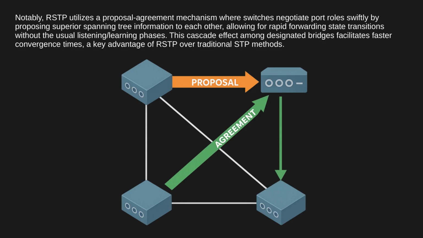Notably, RSTP utilizes a proposal agreement mechanism where switches negotiate port roles swiftly by proposing superior spanning tree information to each other, allowing for rapid forwarding state transitions without the usual listening and learning phases. This cascade effect among designated bridges facilitates faster convergence times, a key advantage of RSTP over traditional STP methods.